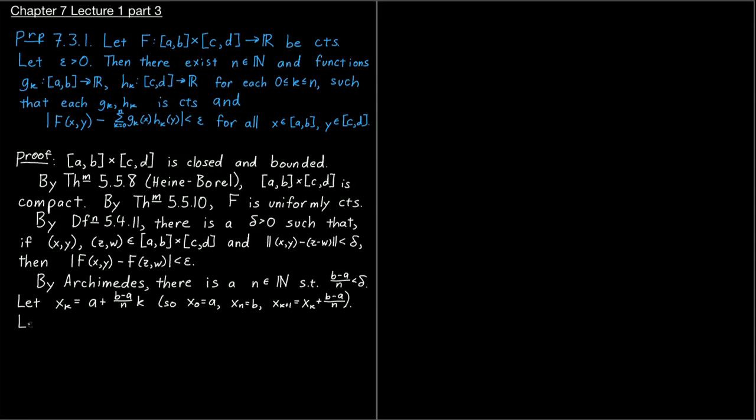And we're going to let hk of y be capital F of xk comma y. So for hk, you just freeze an x value and you let your y run along. And because f is continuous, hk is continuous.